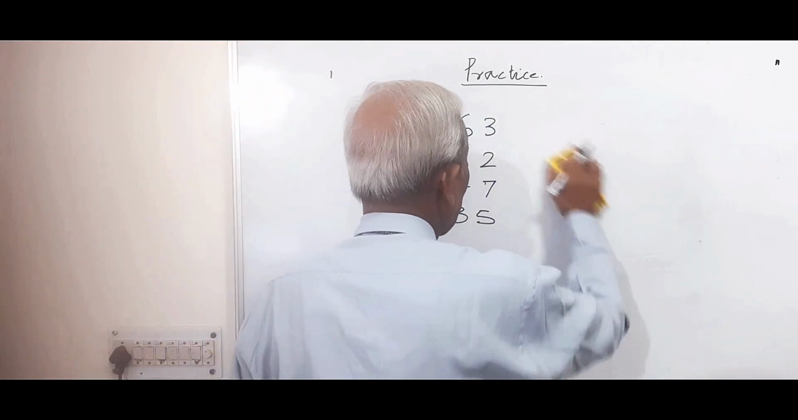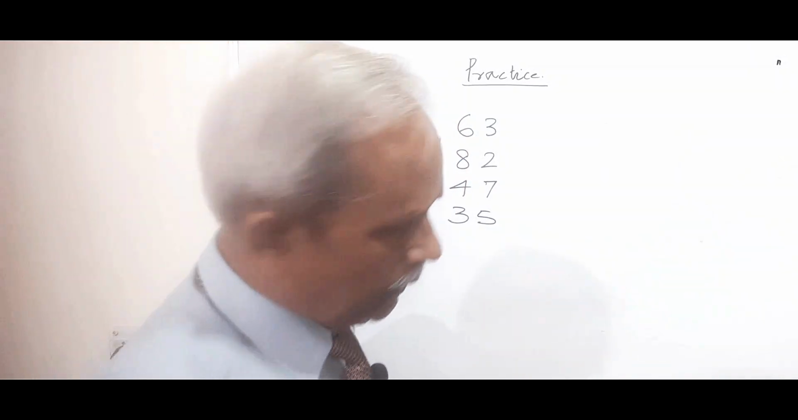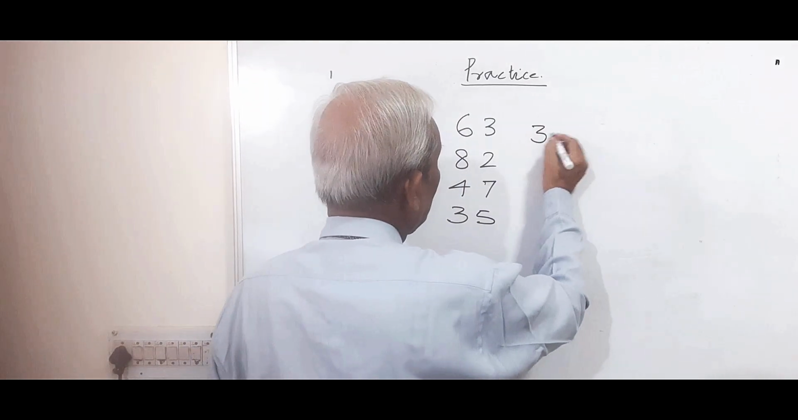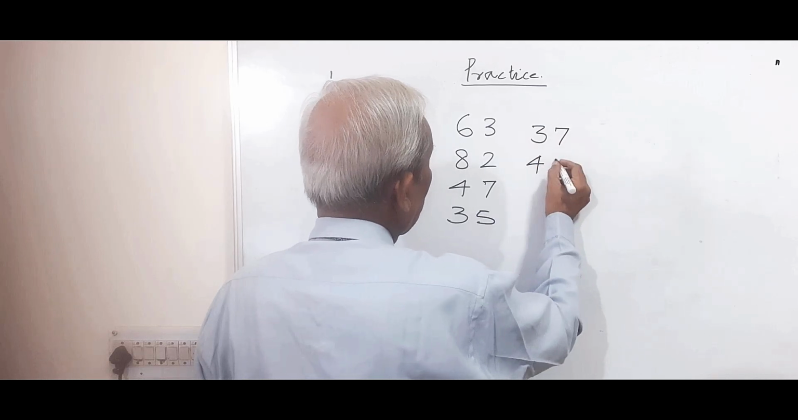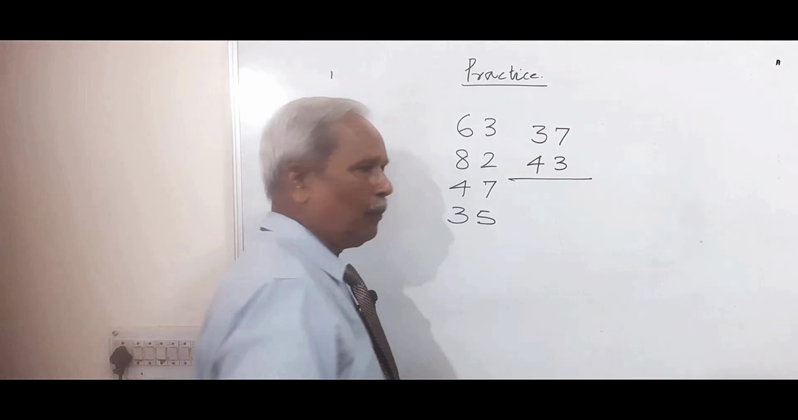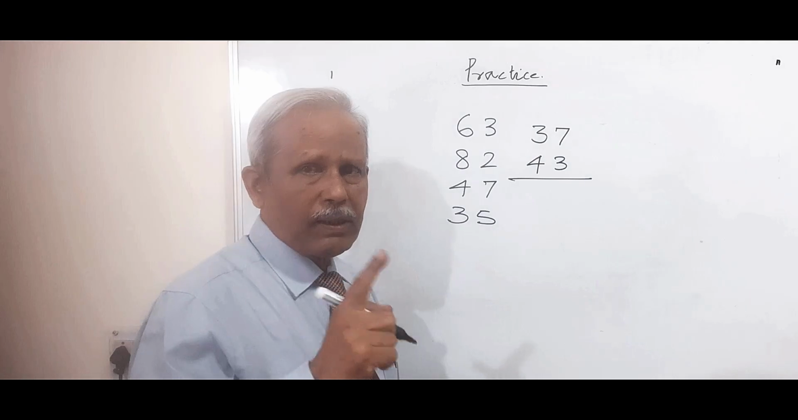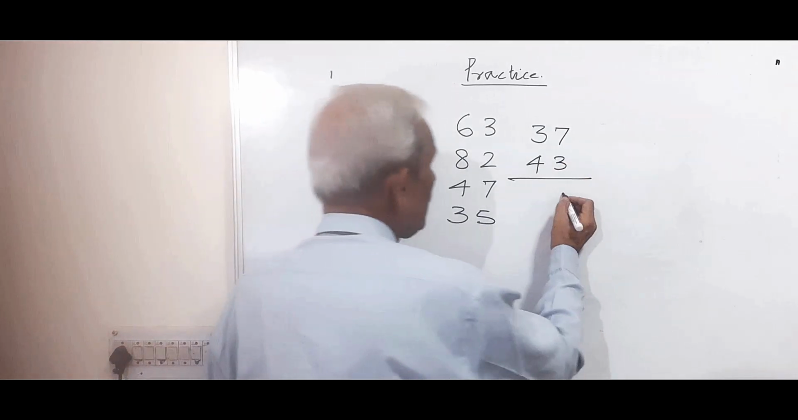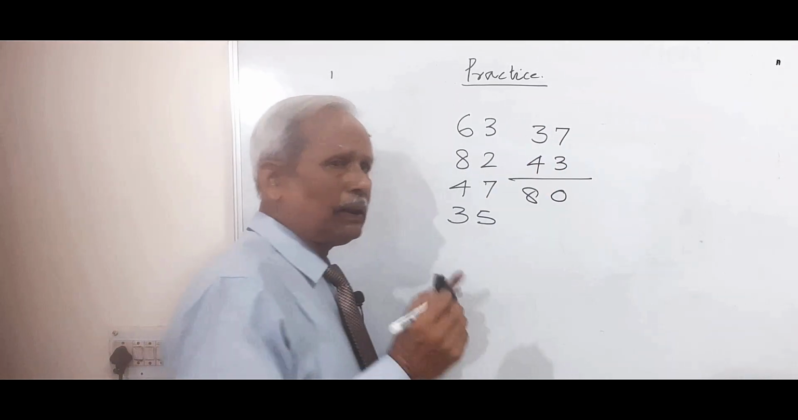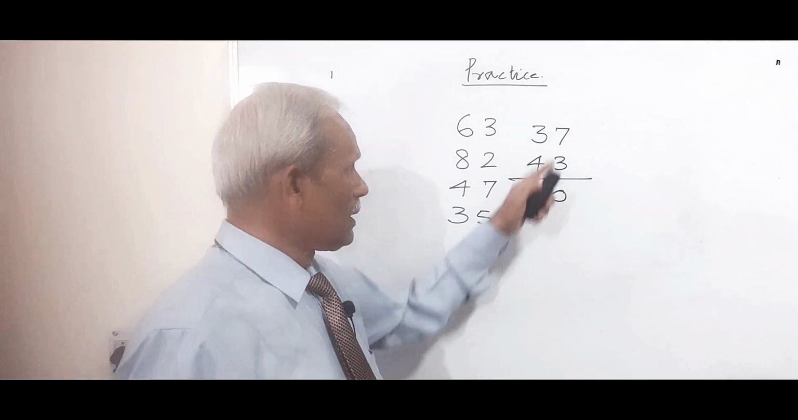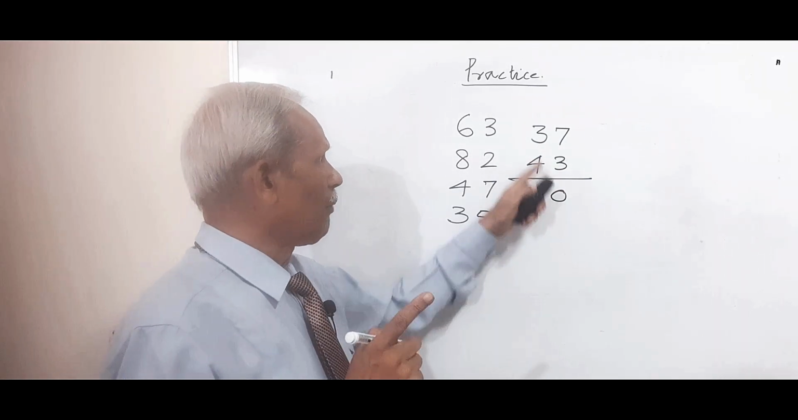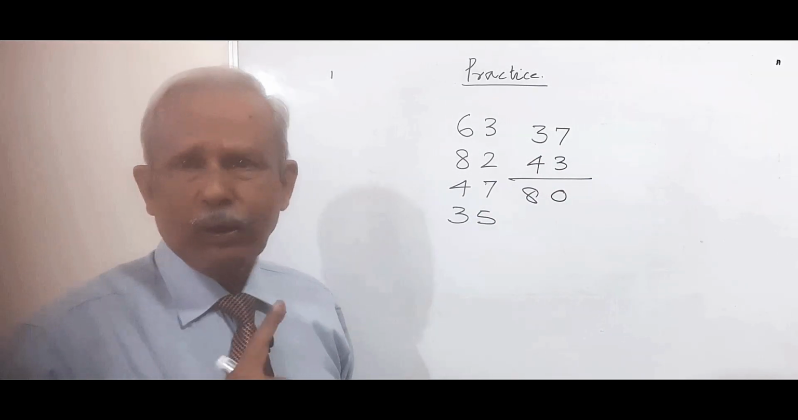I take another example. Practice like this. 37, 43. So without saying it, just increase the speed of a processor. Do it like this. But mentally what you have done, 7 plus 3 is 10, 1, 4 plus 1, 5 plus 3 is 8, 8, 0. You have done it quickly.